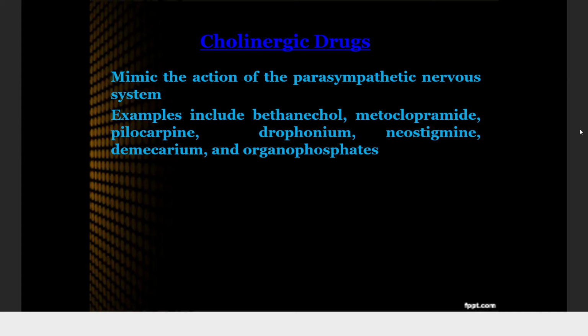For example, if you see a dog suddenly developing ataxia, failure to coordinate their movement, it is something to do with an increase or overdose of metoclopramide. If this happens, normally we counter it with the use of anticholinergic drugs.